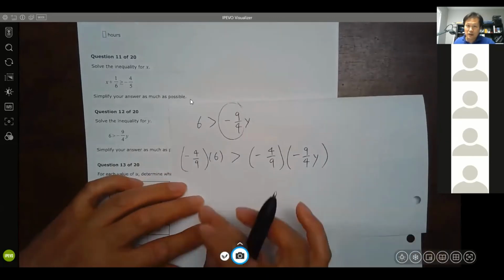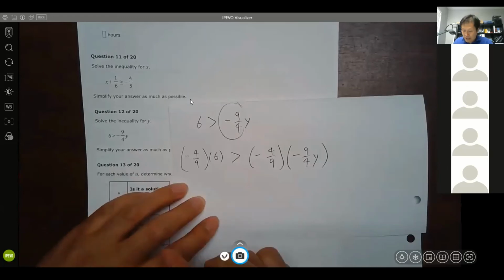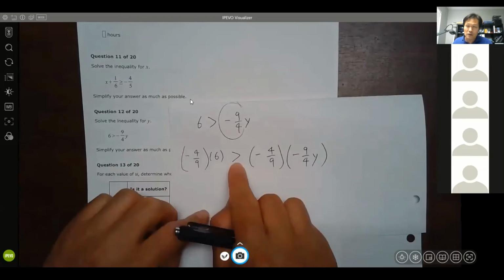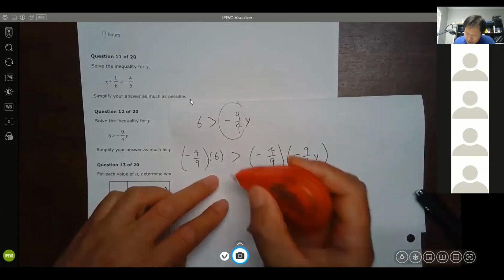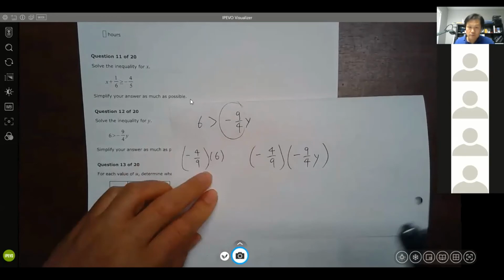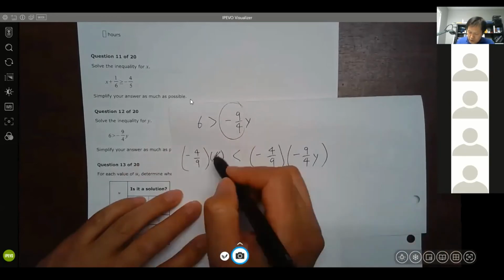Right here is the mistake. When you multiply or divide by a negative number, you have to flip the inequality. That's where I lose a lot of my students. Once you multiply, make sure you flip that thing. So that's what goes with 3.